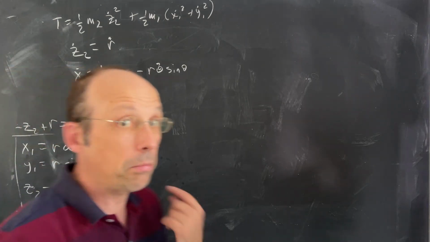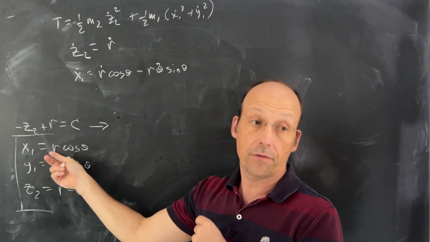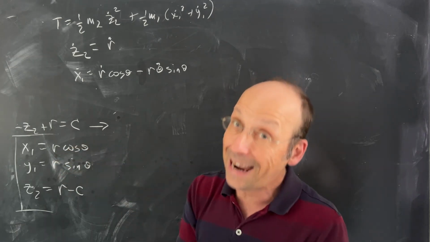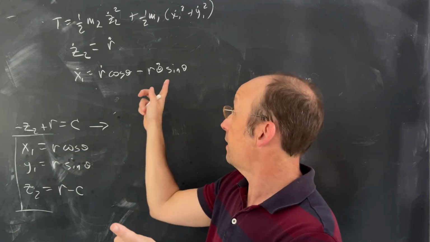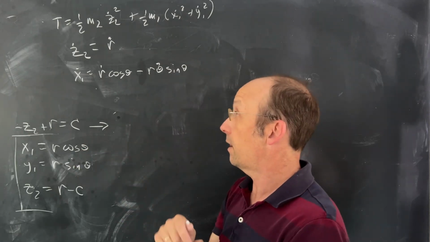So remember, the product rule still works, right? So when I take the derivative right here, I take the derivative of r with respect to time times cosine theta, plus the derivative of cosine theta with respect to time, which is negative sine theta, and then I take the derivative of the inside, which is theta, and that's where I get the theta dot.